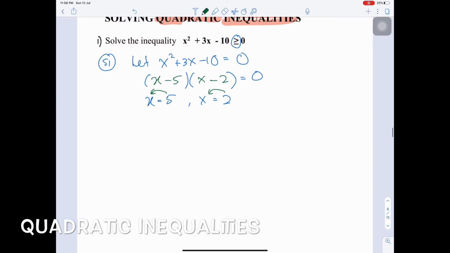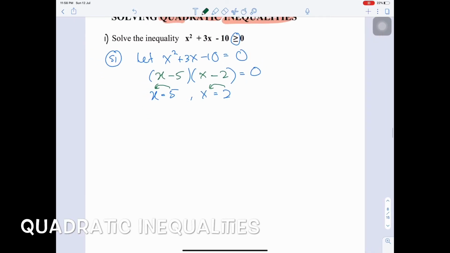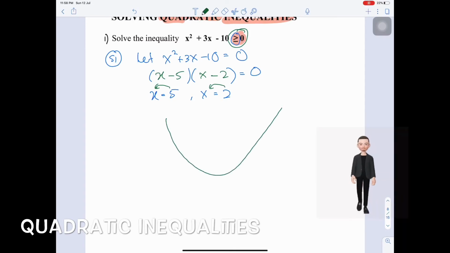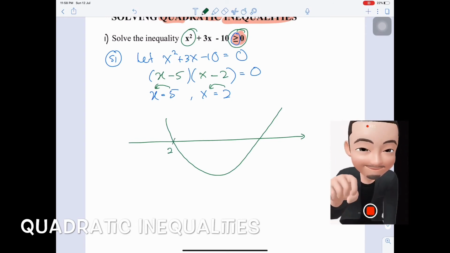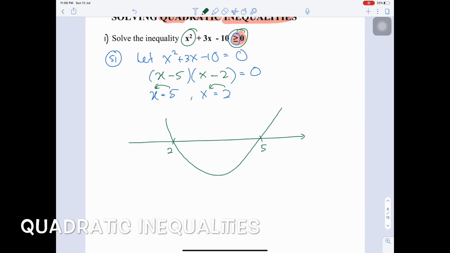So how do we examine the value of the inequality? The last inequality is greater than 0. For the quadratic equation, the curve is a smile because the x squared is positive, and the x-intercepts are 2 and 5. The last inequality is greater than or equal to 0, which means the value is positive, so we have to shade this area, and the answer is right.